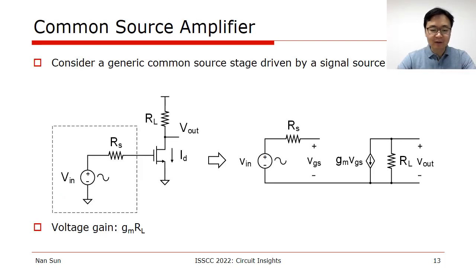Replacing the transistor with the small signal model mentioned above, we can get a small signal circuit shown on the right-hand side. It is quite easy to calculate that the small signal gain from the input of the amplifier to the output is gm times RL.